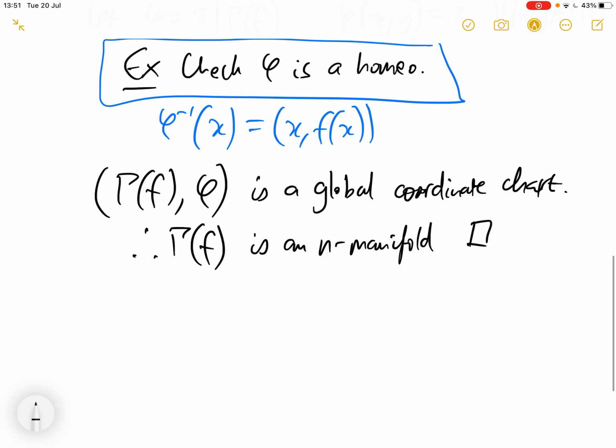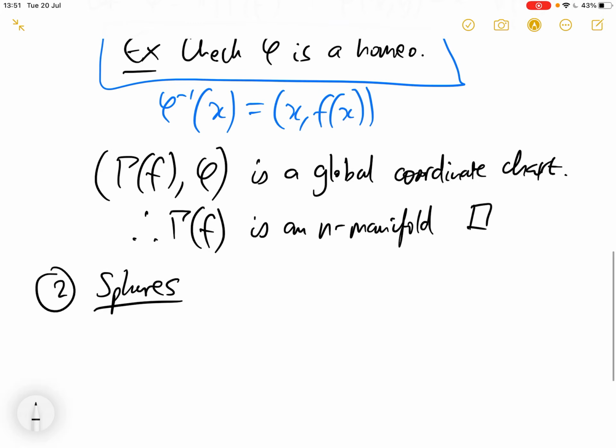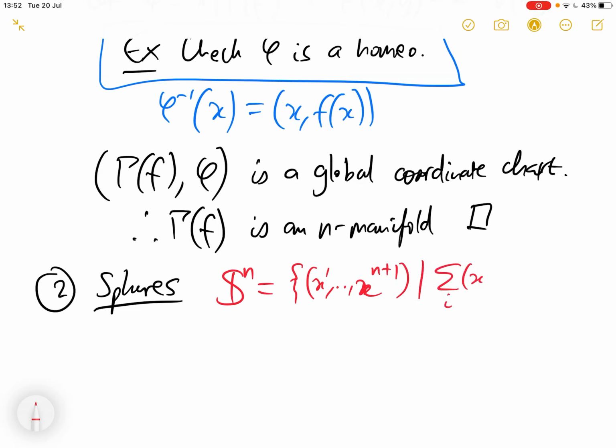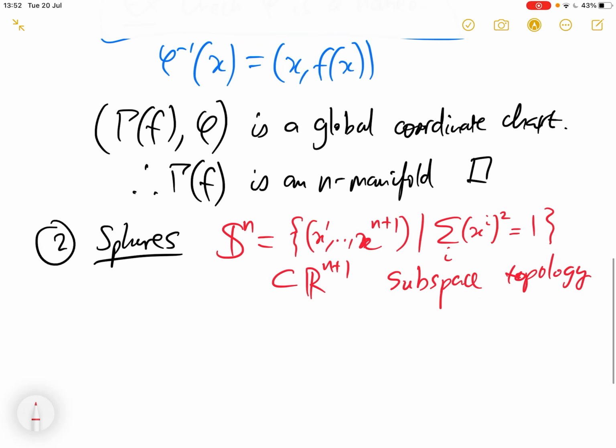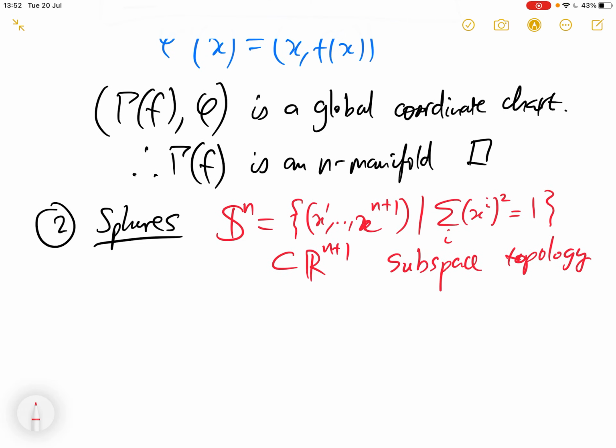Okay. So now let's look at a second example. Let's look at the n-sphere. So how is the n-sphere defined? Well, Sⁿ is in coordinates given by (x¹, ..., xⁿ⁺¹), where the sum of the squares of the xⁱ is 1. So this is just a set of points in Rⁿ⁺¹ a unit distance from the origin. So again, it's a subspace. It has the subspace topology, which means it's automatically second countable and Hausdorff because Rⁿ⁺¹ is.